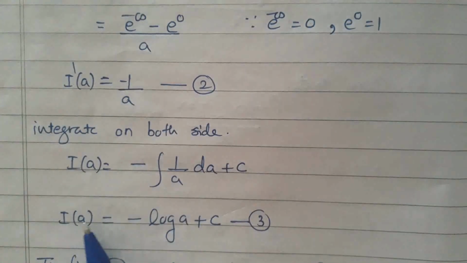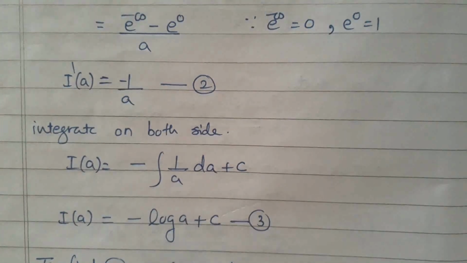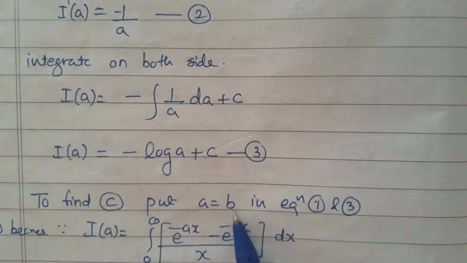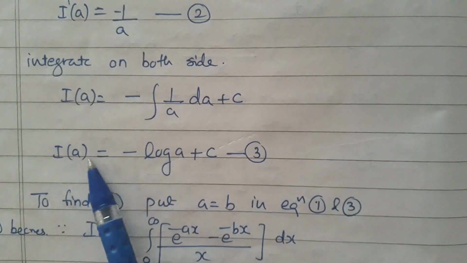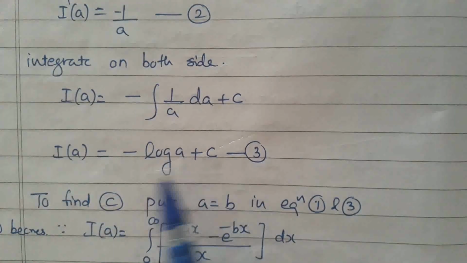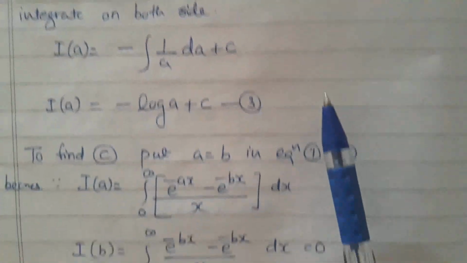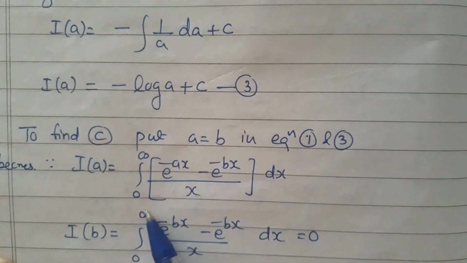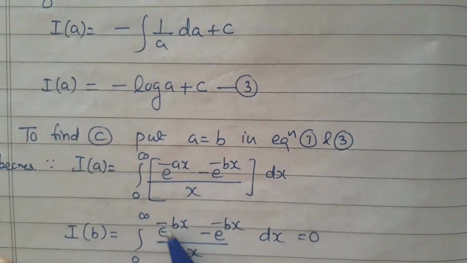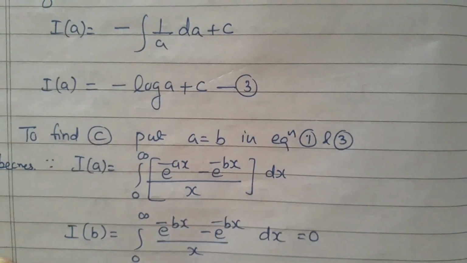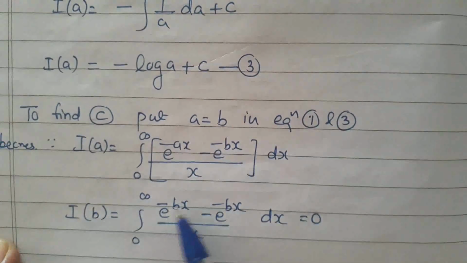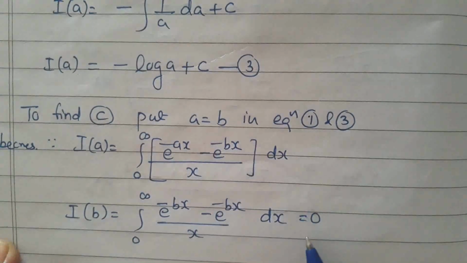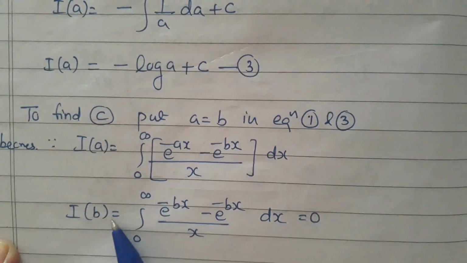Here we denote the given integral by I of a. So to find c, use the value a is equal to b. That means the second parameter for the substitution. So put a equal to b in LHS and RHS. So this becomes I of b is equal to the original integral from 0 to infinity, placing a equal to b, of e raised to minus bx minus e raised to minus bx upon x dx. And if you observe, the numerator function becomes 0 because of the replacement a equal to b. Therefore I of b is equal to 0.